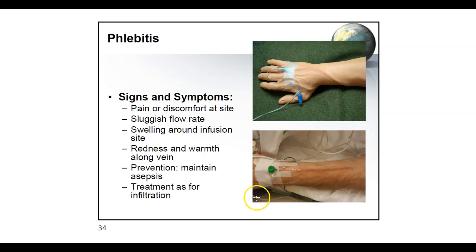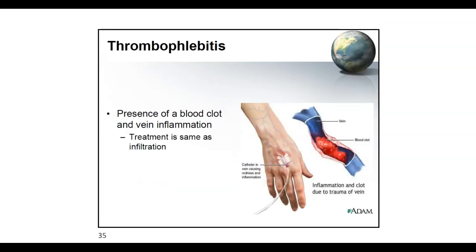So how do we prevent that? Maintaining asepsis would be one of the keys, but at times you can do everything you can and some patients are just at a higher risk than others. And how do we treat it? We basically do the same thing as if the patient had an infiltrate: elevate, warm compress, and so on.